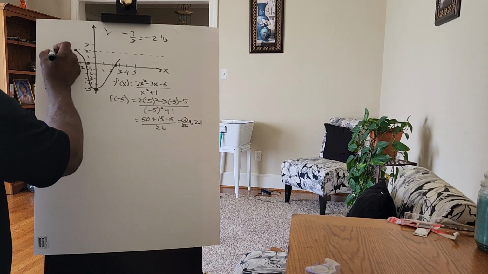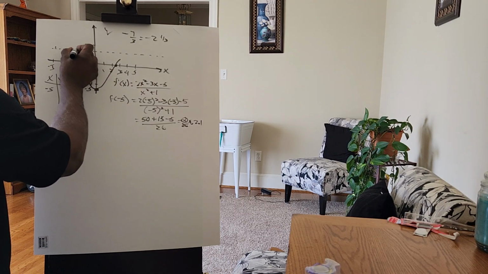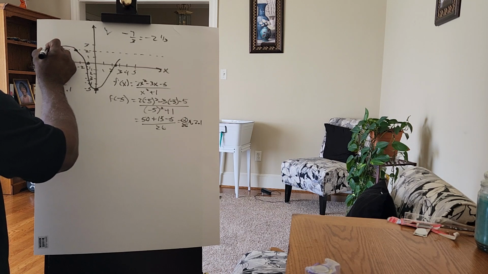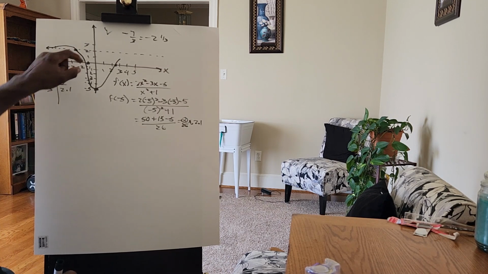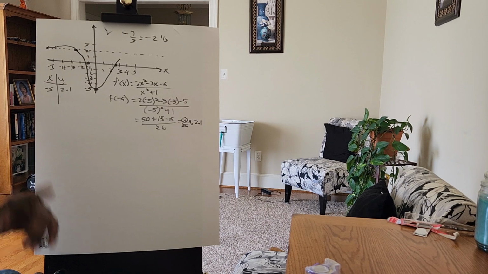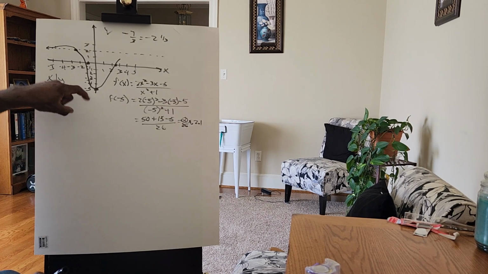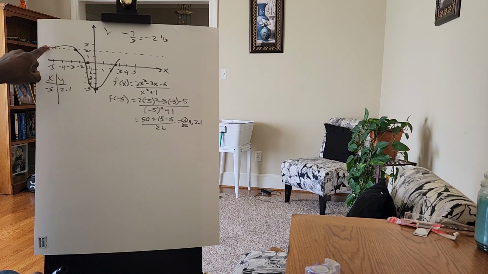So -5, 2.1. So this thing is going to come up, and it's going to come and just get lower and lower and lower, and get closer and closer to that dashed line, but never cross it again. You can only cross a horizontal or a slant asymptote once. It will never cross it again. So it's going to go above it, and it's going to level out and just go that way.